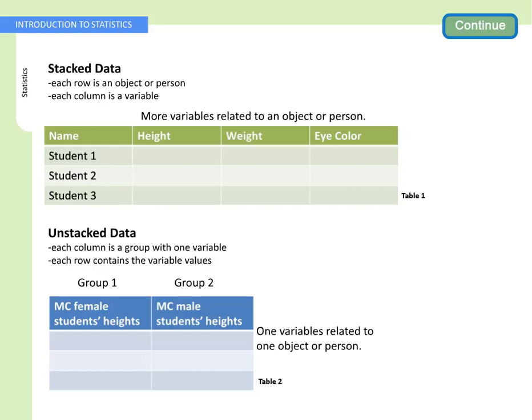A table, where each column is a group with one variable, and each row contains the variable values, is known as unstacked data format. For example, in Table 2 the first column houses female Mission College students and the second column is for male Mission College students. Each row contains the students' heights, one female student's height and one male student's height.